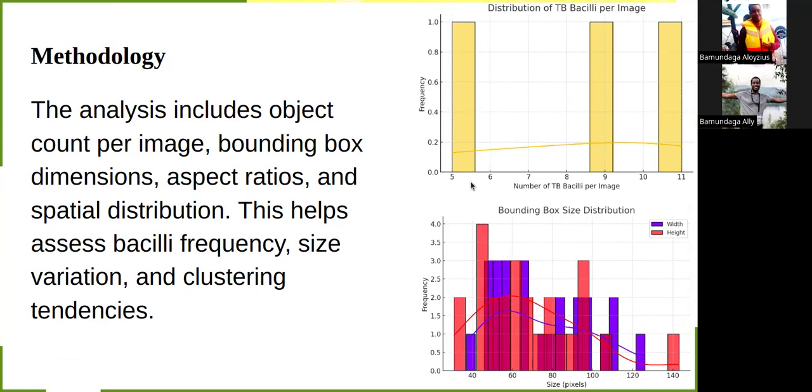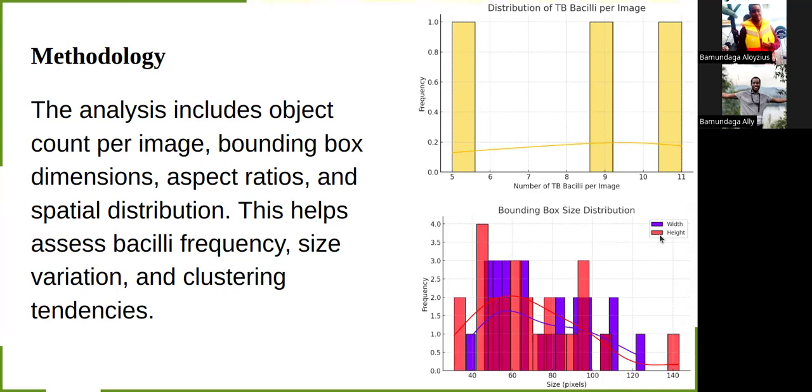Now you can see we had a sample of our data set and it has a frequency of 1 across 5, between 5 and some number of bacilli. So for this image, it had between 5 to that. And then here, the image had between 8 and 9. And then here we had 10.